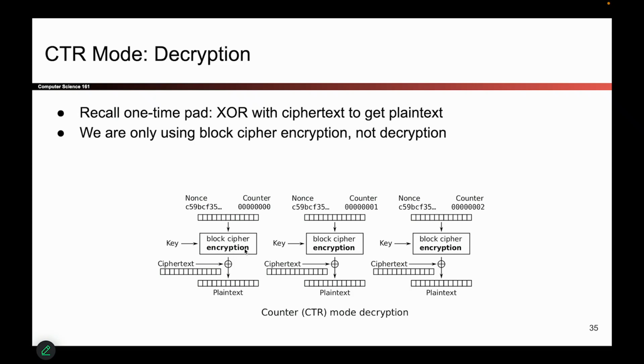So it's a little bit confusing that these are encryption blocks, but that's required because the block ciphers need to be the same. They need to be run in the same direction to get the same pad, and then you can XOR the ciphertext with the pad. It might take a little bit of staring at to see why encryption is the right answer here, but that's what you're supposed to do.